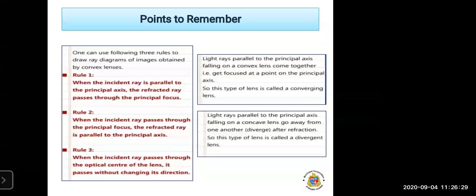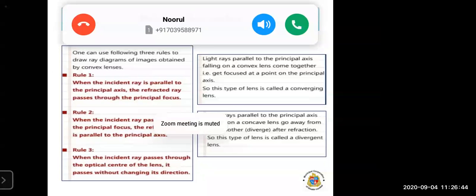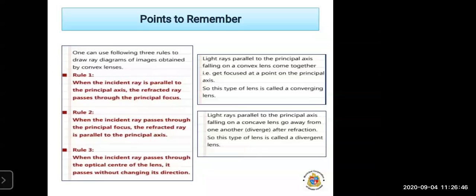So these are the rules, and you have to learn about the focal length. What is the focal length? It is the distance between the optical center and the principal focus, and it is denoted by a small f. Now, what is meant by a converging lens? A converging lens means a convex lens. A convex lens is also called a converging lens.